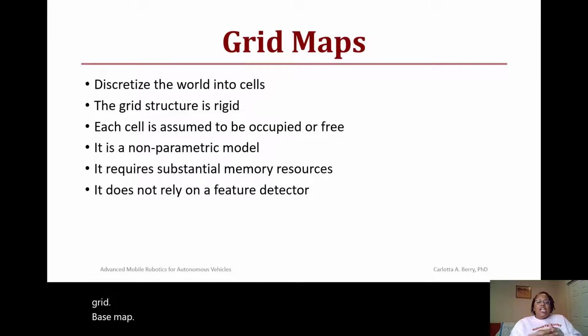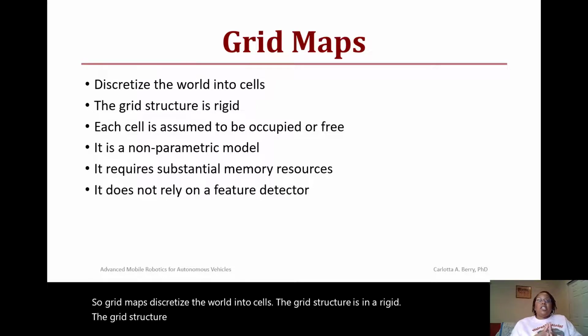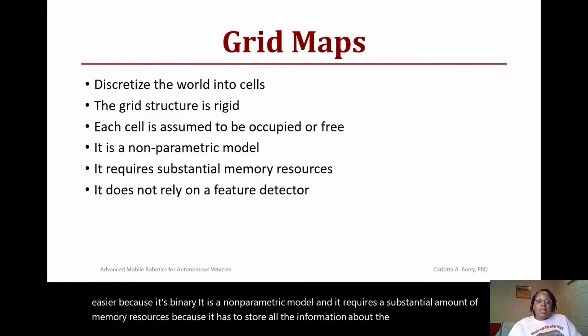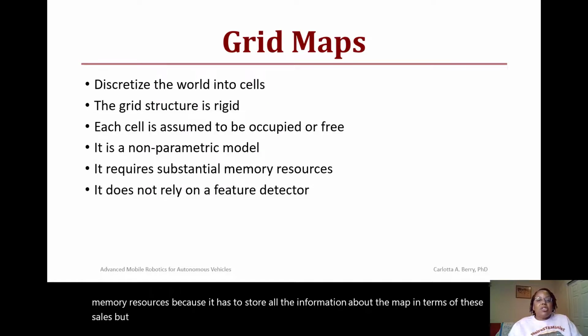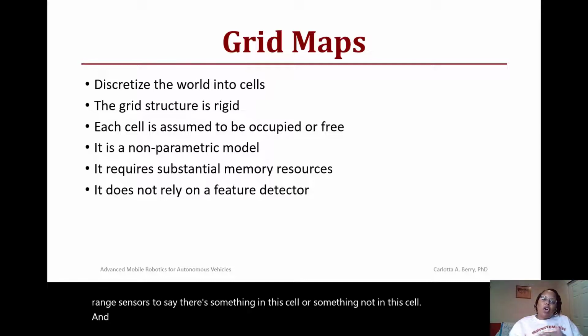So grid maps discretize the world into cells. The grid structure is rigid. Each cell is assumed to be either occupied or free, which makes things easier because it's binary. It is a non-parametric model, and it requires a substantial amount of memory resources because it has to store all the information about the map in terms of these cells. But it does not rely on a feature detector, which is the good news. It's really just using range sensors to say there's something in this cell or something not in this cell, and then mark it either free or occupied.